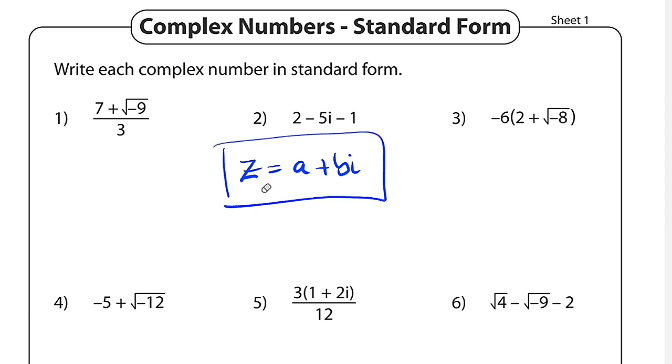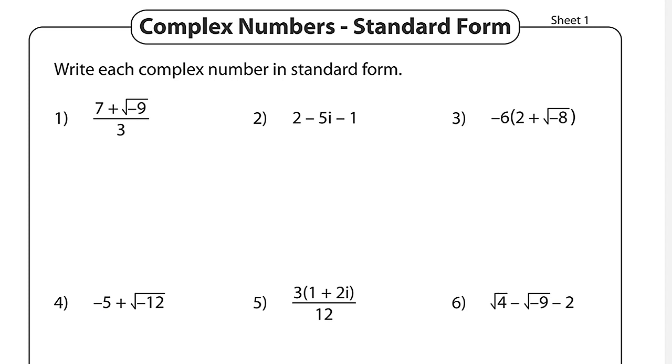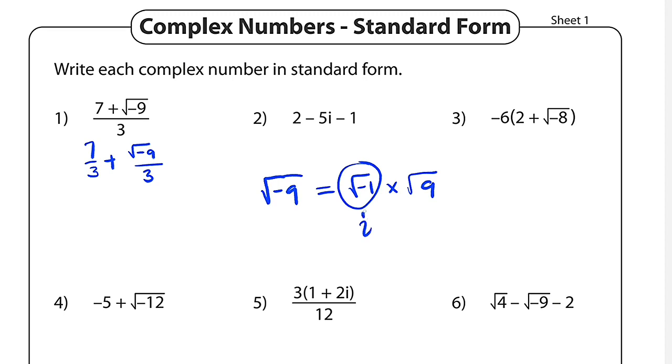Let's get started. We have the first one, 7 plus the square root of negative 9, divided by 3. First of all, we can split the fractions. We have 7 divided by 3 plus the square root of negative 9 divided by 3, right? But you should know that the square root of negative 9 is the same thing as the square root of negative 1 multiplied by the square root of 9. The square root of negative 1 is i and the square root of 9 is 3. So altogether we have 3i, right?